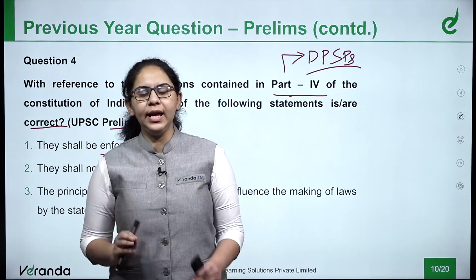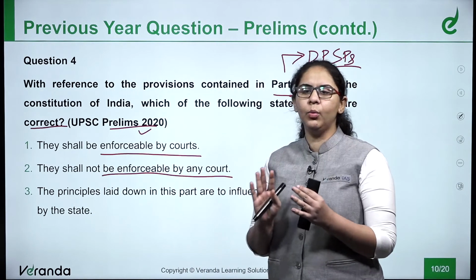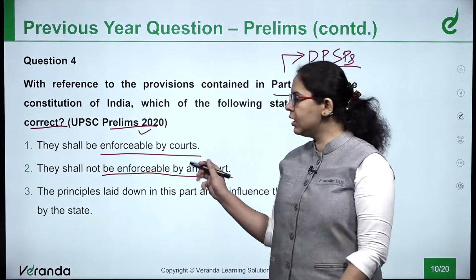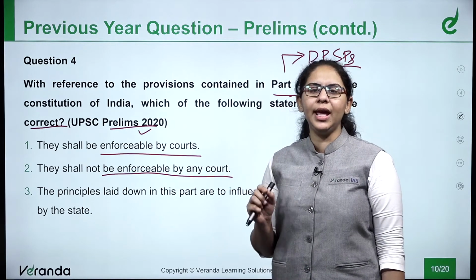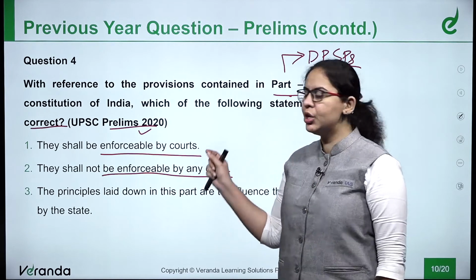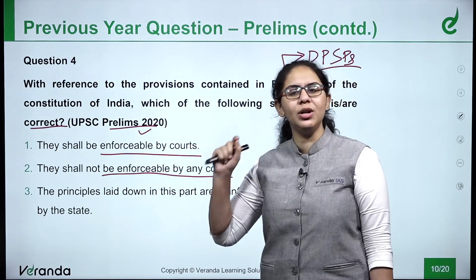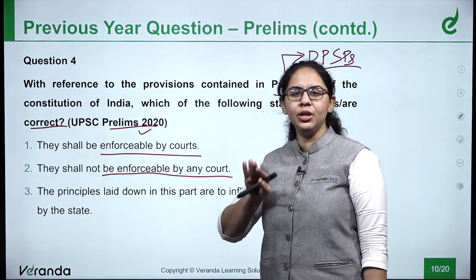Look, if you are reading the question in a better way, what you can infer from this is statement 1 and 2 are contradictory to one another. Either they can be enforced by the courts or they cannot be enforced by the courts. So either statement 1 can be correct or statement 2 can be correct, right? So we can eliminate one option easily by this.